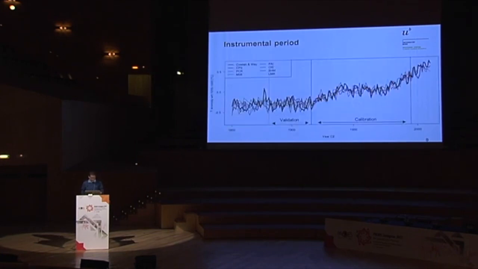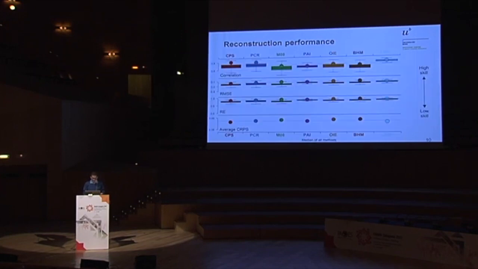So how do the results look with all of these methods? Let's have first a look at the instrumental period. Black is our instrumental target, and the different colors are the different reconstruction methods. Unsurprisingly, we have a very good agreement over the calibration period, and prior to that, it still looks quite good, but you can see that there is increasingly a little bit of discrepancy. So let's have a closer look at the validation periods to see how the different reconstructions compare.